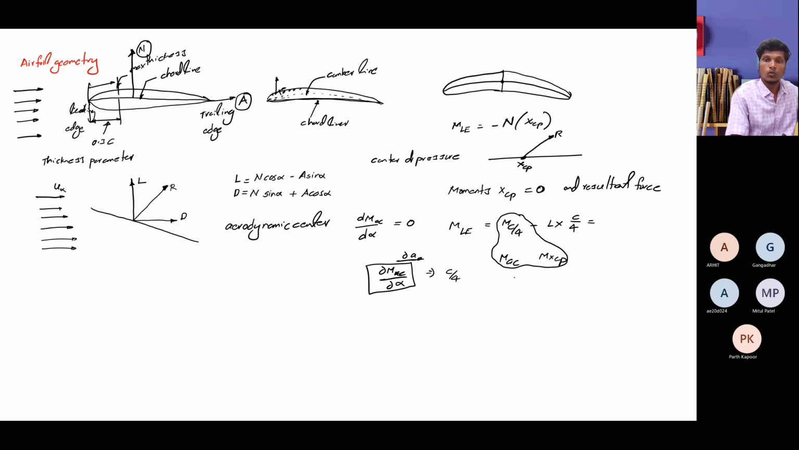That is again the quarter chord point, that is MC by 4. This is already defined, but these two locations are not defined. But for low angles of attack, I'm mentioning that all three are the same. If you are looking at high angle of attack, these things vary. So MC by 4 is the quarter chord point, that is fixed. Okay.